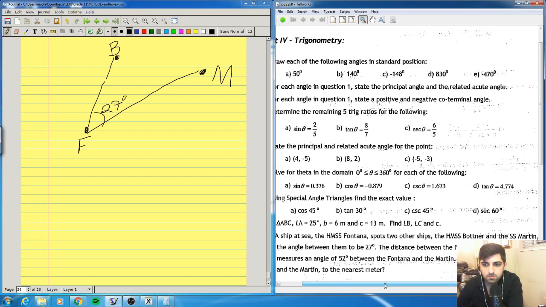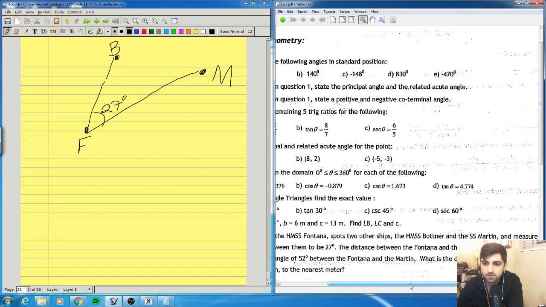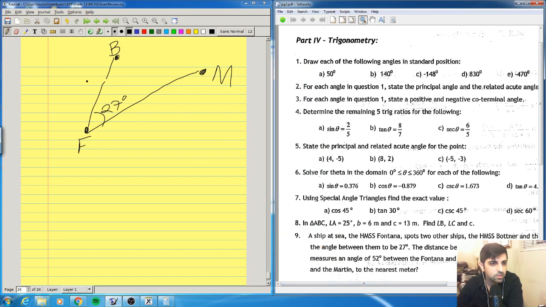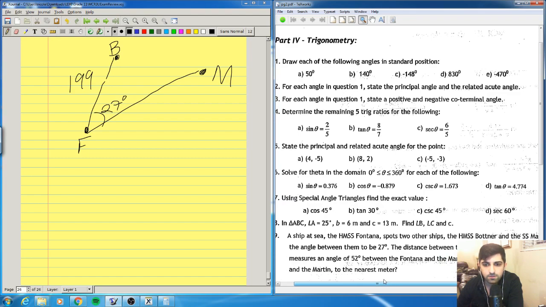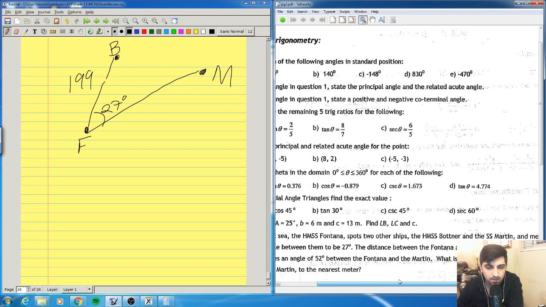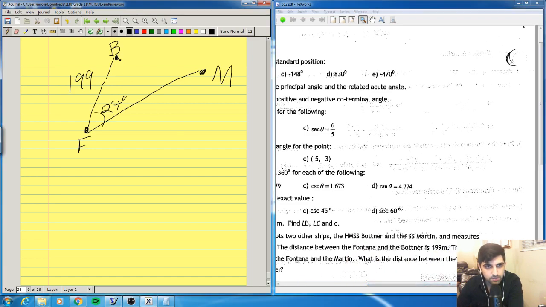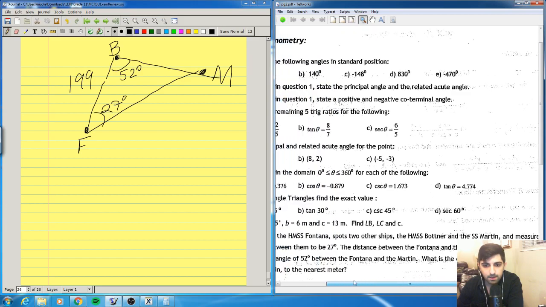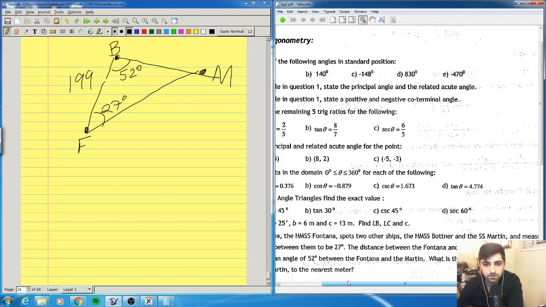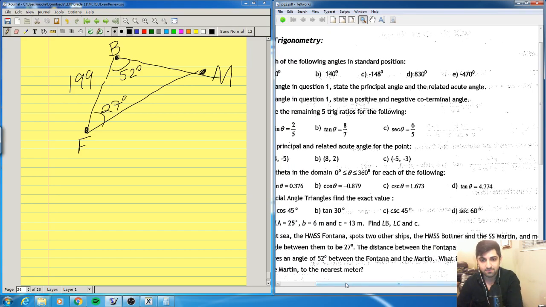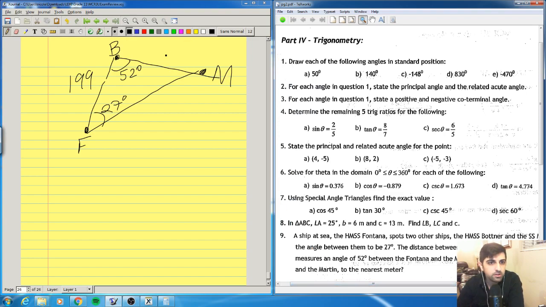The distance between the Fontana and the Bottner is 199 meters. So this side length, F and B, is 199 in meters. The Bottner measures an angle of 52 degrees between the Fontana and the Martin. So that means this angle is actually 52 degrees. And so what is the distance between the Bottner and the Martin to the nearest meter? So I need the distance between the Bottner and the Martin, so this distance.